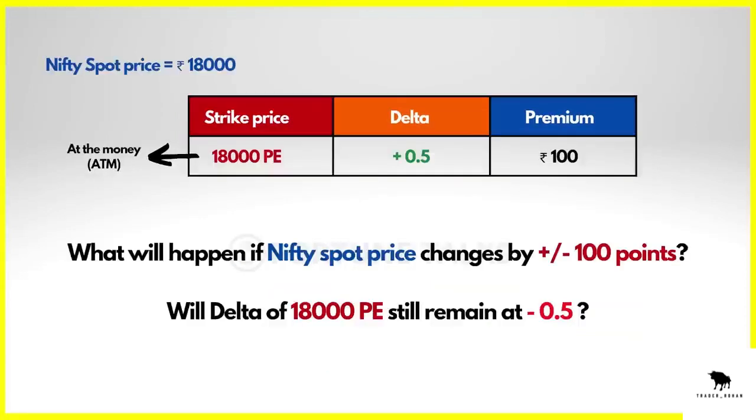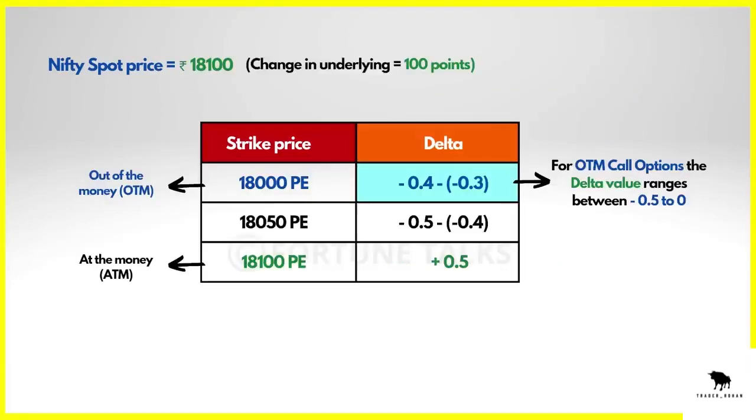Now what will happen to the delta value of the 18,000 put option when the Nifty spot price rises or falls by 100 points? That is, it becomes 18,100 or 17,900. Do you think the delta will remain at minus 0.5? No, the delta will actually change. When the Nifty spot price increases 100 points to 18,100, the 18,000 put option strike, which was at the money before, will now become an out-of-the-money option.